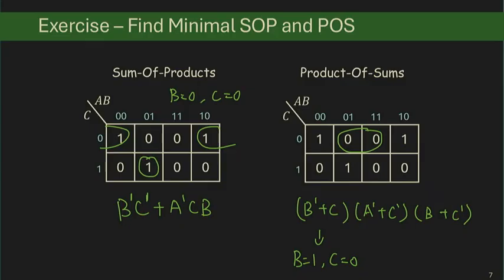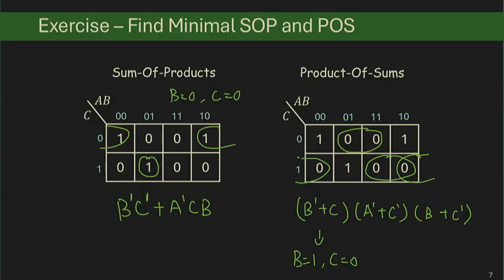The second one is A prime plus C prime. That is when A equals 1, C equals 1. That corresponds to these two zeros. And finally, B plus C prime: B equals 0, C equals 1. That corresponds to these two zeros, again the edge wraparound adjacency. And this is indeed a minimal POS. Very good job.